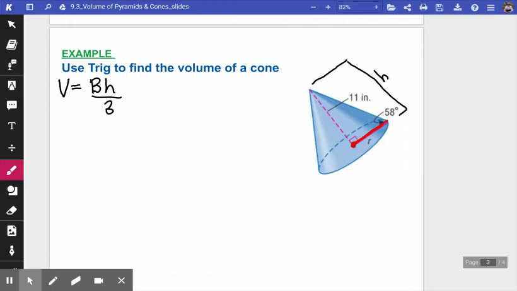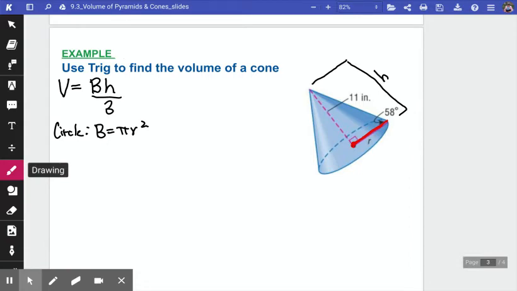So the base is a circle. So we have a circle base. So we know that the base is going to be equal to the area of the circle, which is pi r squared. So we need the radius. We have the height, that is 11. So let's find that radius, and we need to use trig to do that.